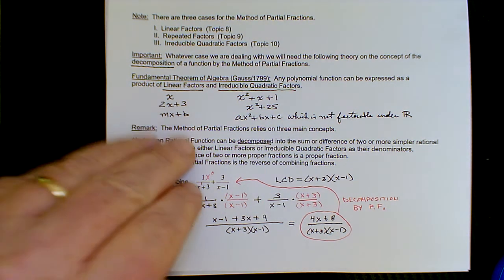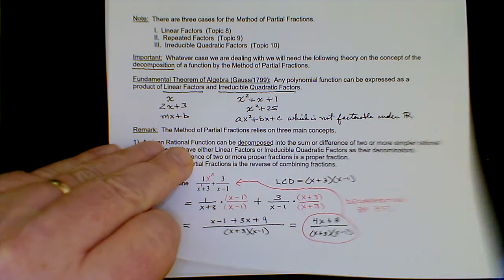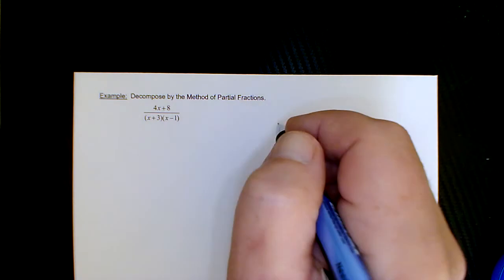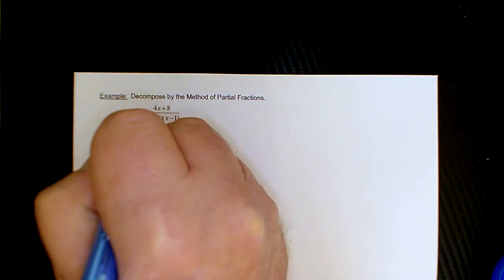So here's a little bit more theory before we get to actual examples. We're going to decompose and see what the process looks like in terms of decomposition. Okay, I'm starting with the result of our last example. And the first thing we're going to do is, I'll rewrite it.